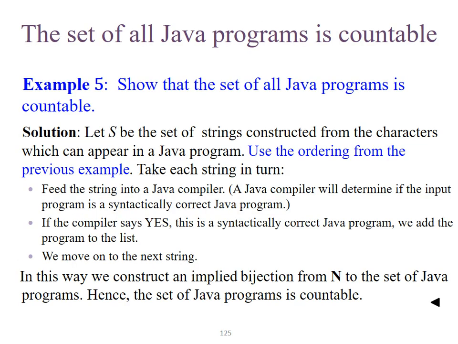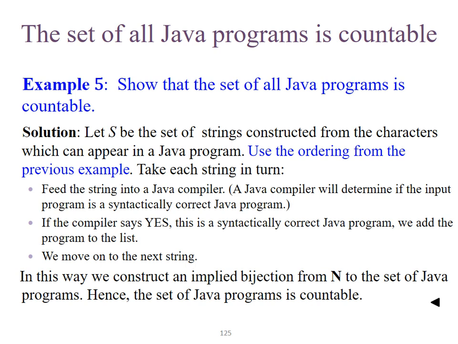Next, let's see a very weird example. Show that the set of all Java programs is countable. Because we know there are so many Java programs, but if you collect them in a set, how do we show that it is countable? Remember, when we need to prove it is countable, we need to assign the order 1, 2, 3, 4 to all Java programs. Let's see how we prove that it is countable.